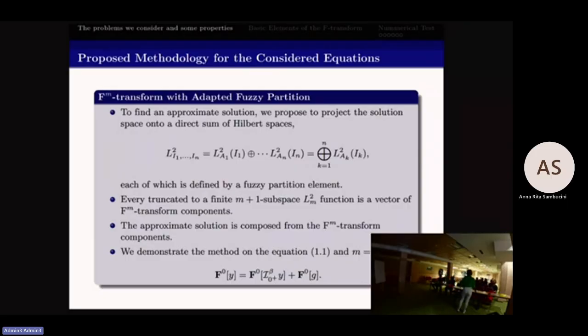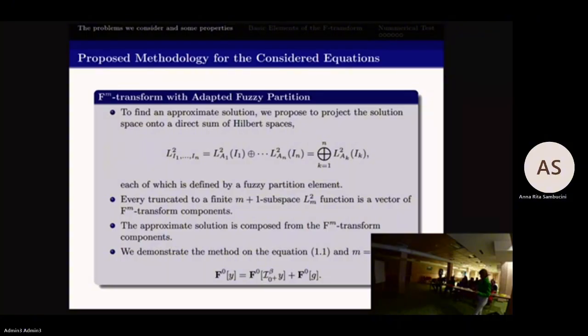However, as I said, we shall justify this approach, showing that it is legitimate, that we are able to do it. Therefore, we introduce the following space where everything works, the so-called direct sum of Hilbert spaces. Here you see how it is expressed. Again, I will not go into the details. Important here is that the F transform will project the solution function to each component of this space.